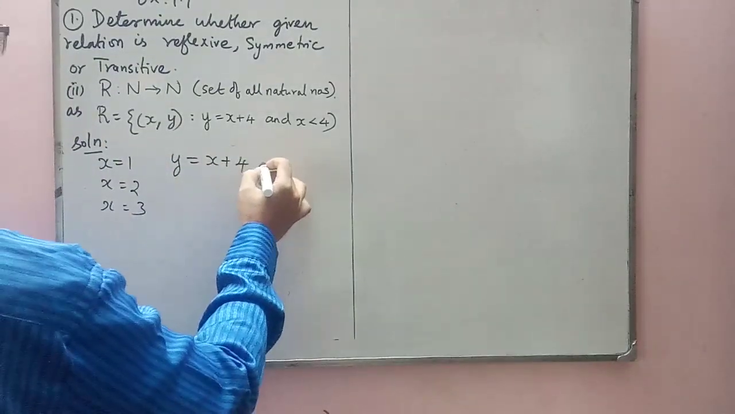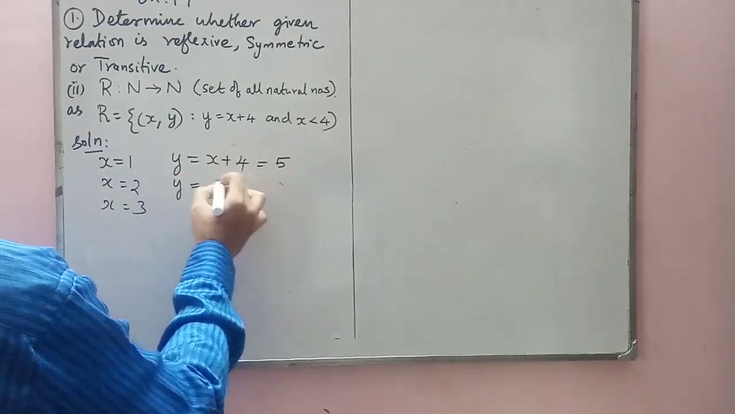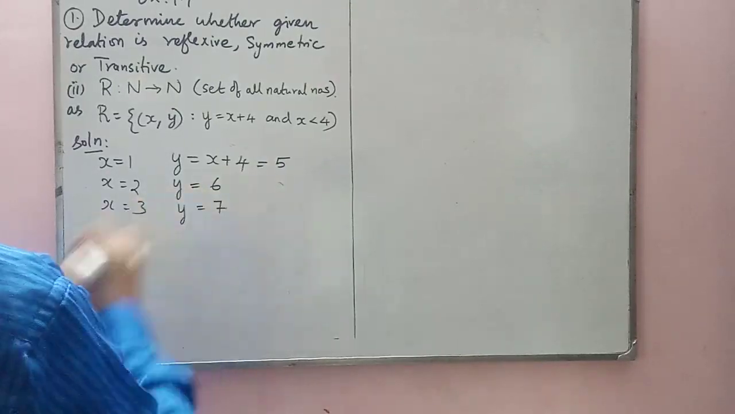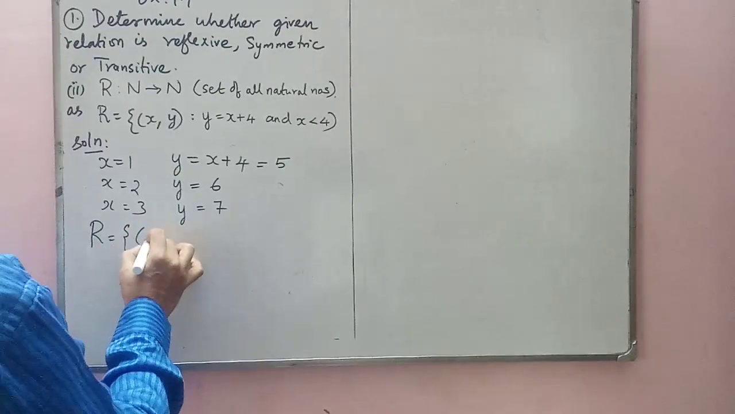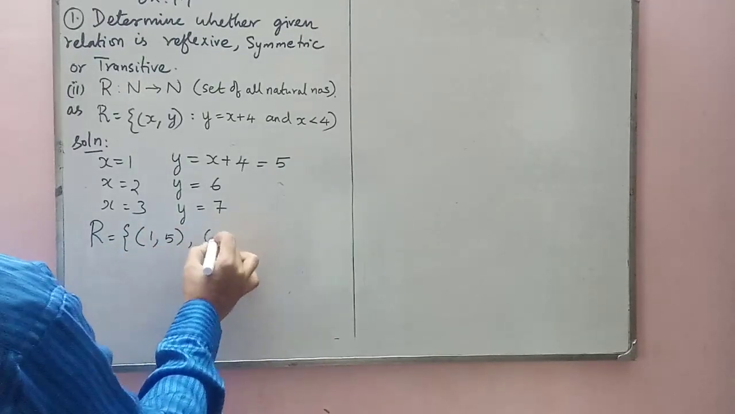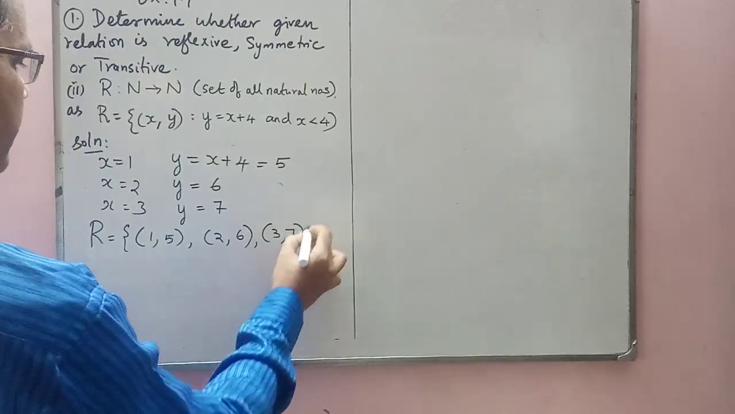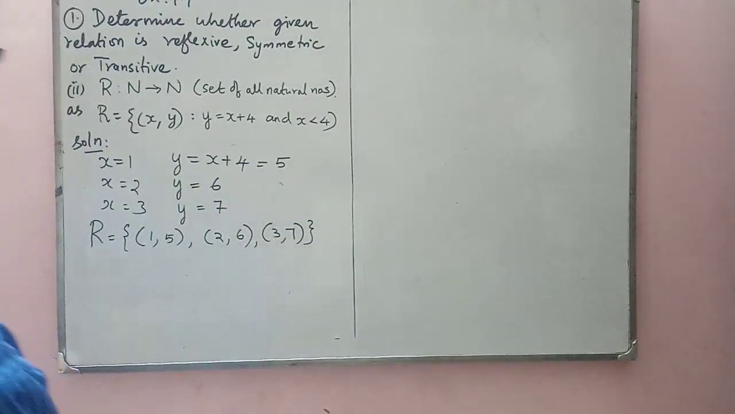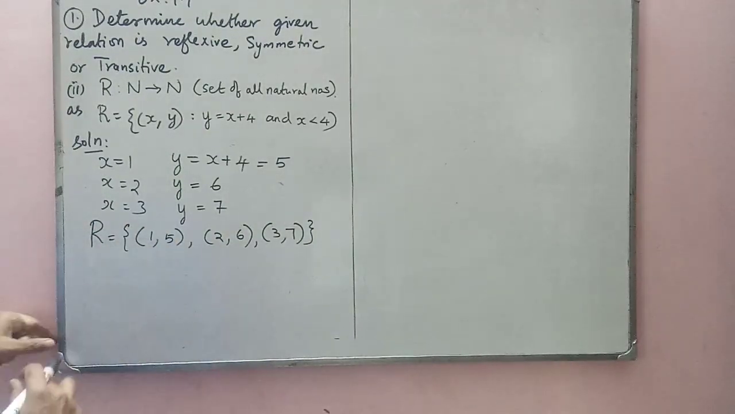Now y equals x plus 4, which is 1 plus 4 is 5; y is equal to 2 plus 4, which is 6; and y is equal to 3 plus 4, which is 7. So your relation contains the ordered pairs (1, 5), (2, 6) and (3, 7). These 3 ordered pairs are the only ones present in the relation R. Now you need to check whether it is reflexive, symmetric or transitive.